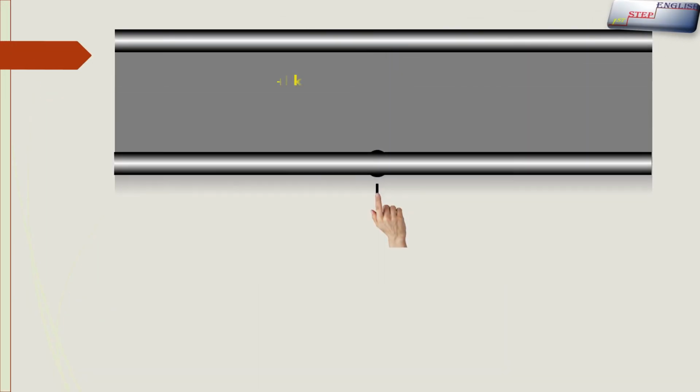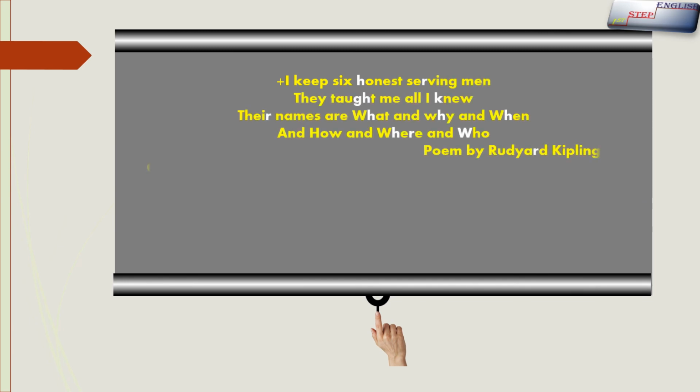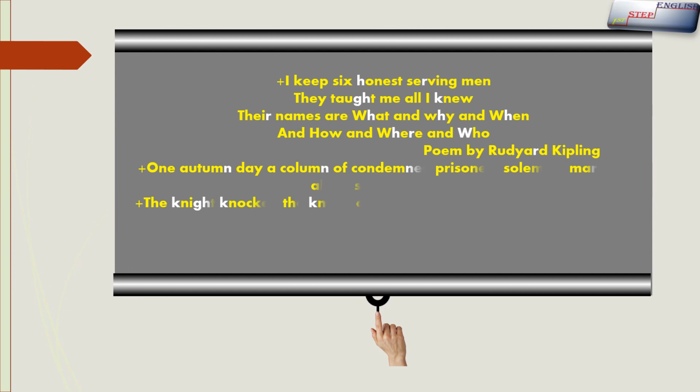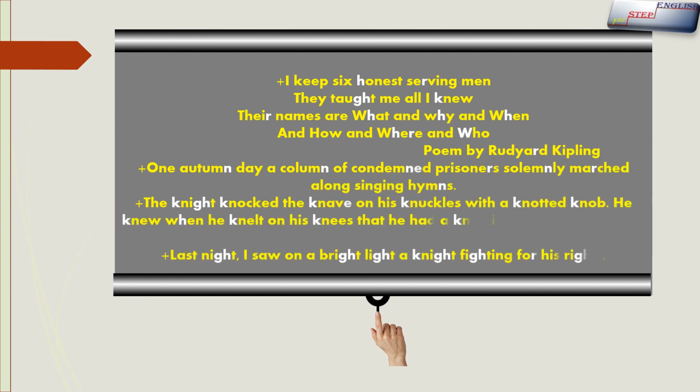So how did you read your sentences? Let's start with the first one. I keep six honest serving men. They taught me all I knew. Their names are what and why and when, and how and where and who.